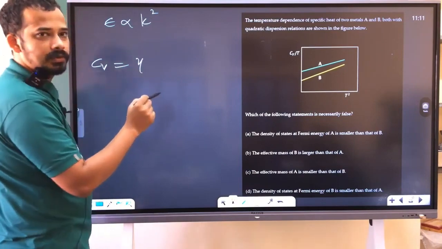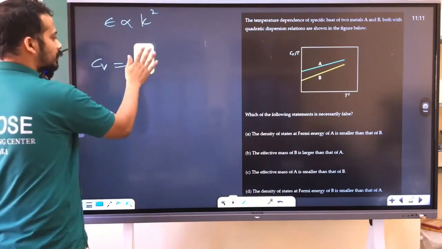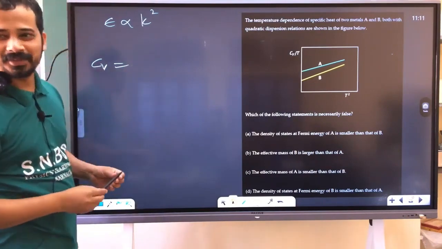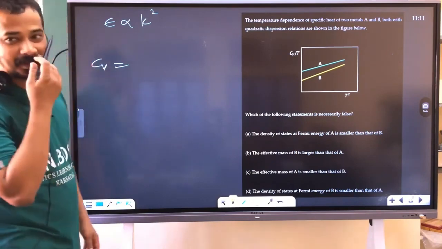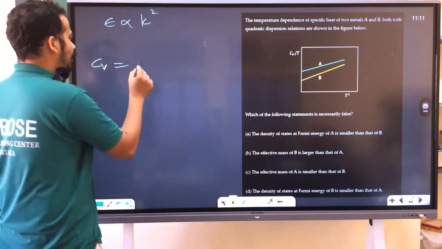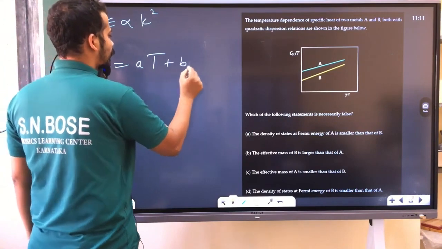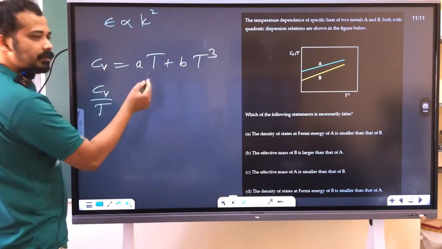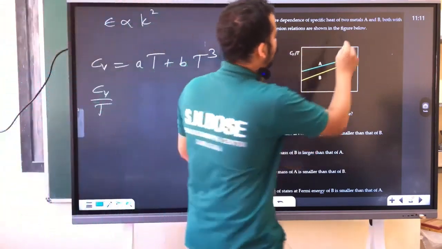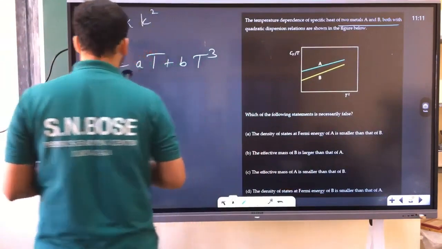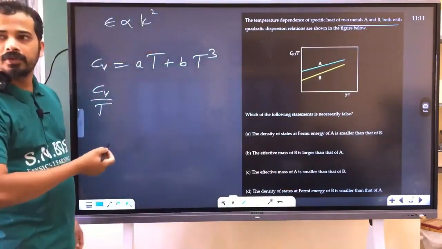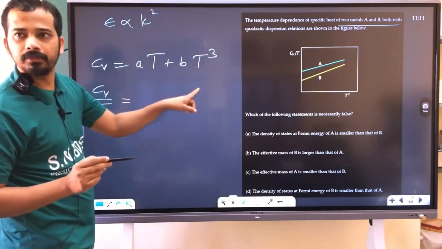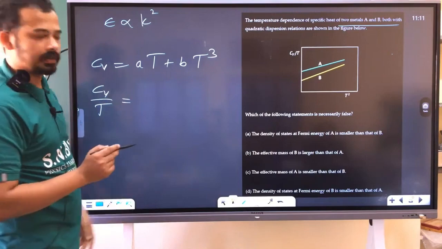some constant A T plus B T cube. Is that okay? Now Cv divided by T, these are metals, am I right? He said two metals. That's why there is electronic contribution and lattice contribution. In an insulator, this part will not be there, only the lattice part will be there. Free electrons will not be there, very simple.